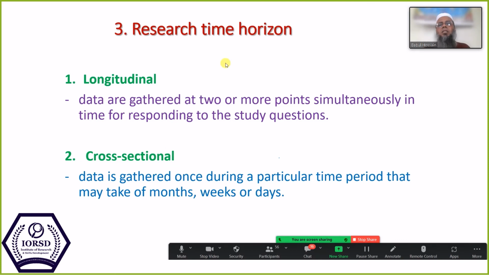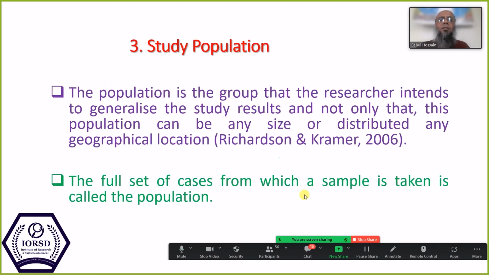So, research time horizon, longitudinal and cross-sectional, as I explained: in longitudinal studies, data are gathered at two or more points in time to respond to the study questions. In cross-sectional studies, data is gathered once during a particular time period that may take months, weeks, or days. What is the study population? Can anybody explain what population means? Anybody has any idea what population means?